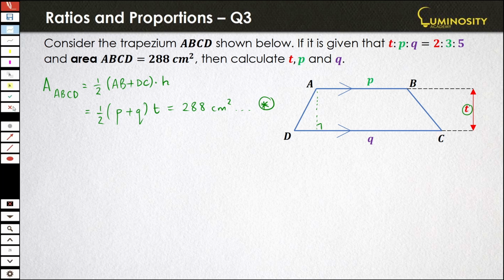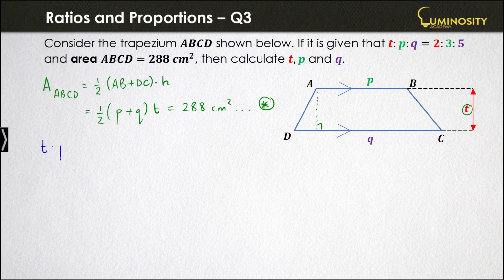We're also given that the sides are in this proportion here. T is to P is to Q is 2 is to 3 is to 5. Here we're comparing three quantities. How we read this, for example, is T is to P is in the ratio of 2 is to 3. P to Q is in the same ratio as 3 is to 5. We can also read it as T to Q is in the ratio 2 is to 5. As long as we read it in the correct order, that's what these ratios are saying.